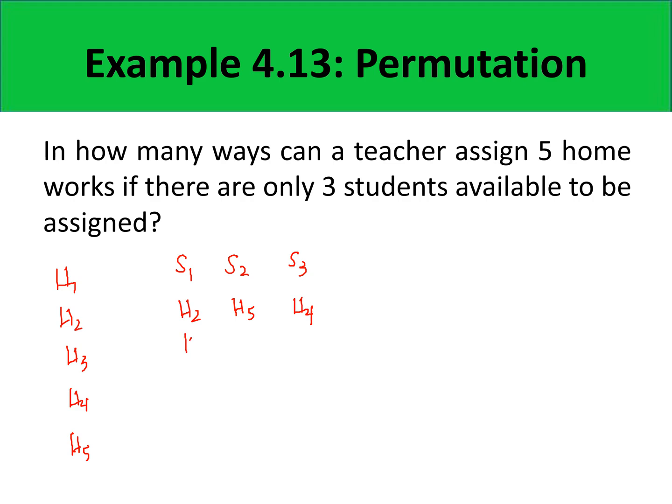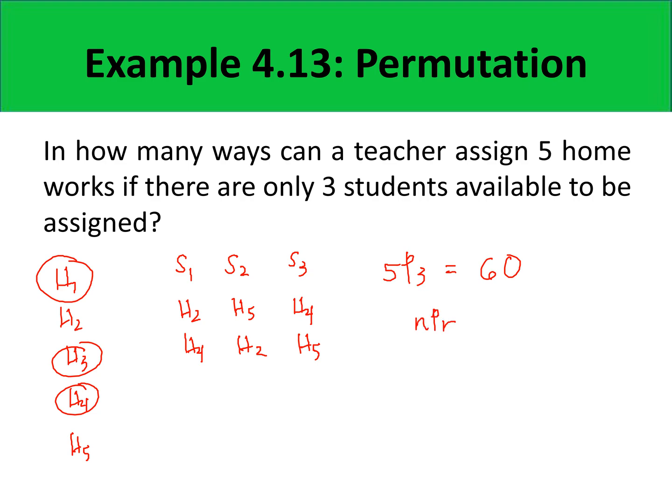So this is one possible assigning of homeworks or arrangement of homeworks. Now the teacher can also assign homework 4 to student 1, homework 2 to student 2, and homework 5 to student 3. But this is not the only group of homeworks that can be assigned by the teacher. The teacher can also assign, let's say, homework 1, homework 3, and homework 4 among the 3 students. So therefore, using the formula for the permutation of n distinct objects taking r objects at a time, we have 5 permutation 3, which is equal to 60. Now you can also use your calculators to compute this by finding and using the nPr formula of your scientific calculators.